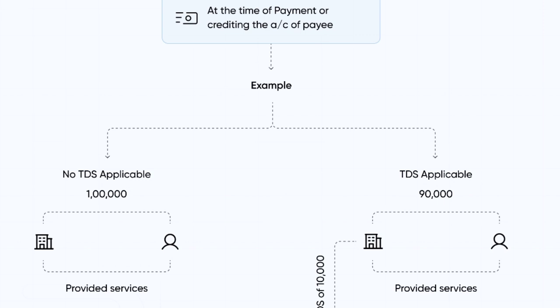The deductee from whose income tax has been deducted at source would be entitled to get credit of the amount so deducted on the basis of Form 26AS or the TDS certificate issued by the deductor. Okay, so this is the introduction about TDS.